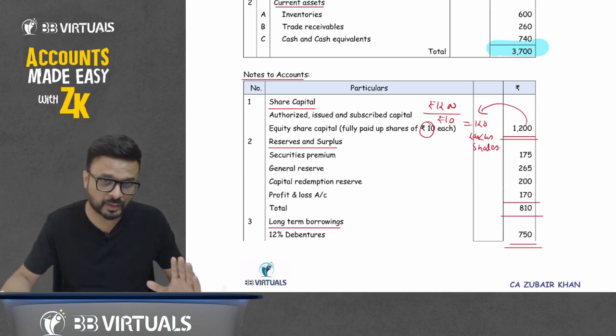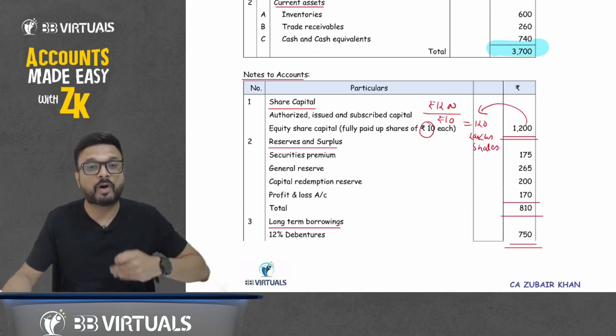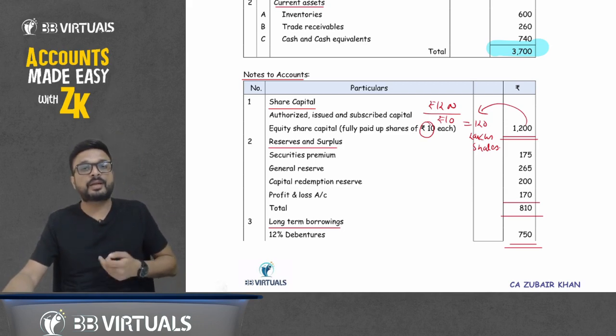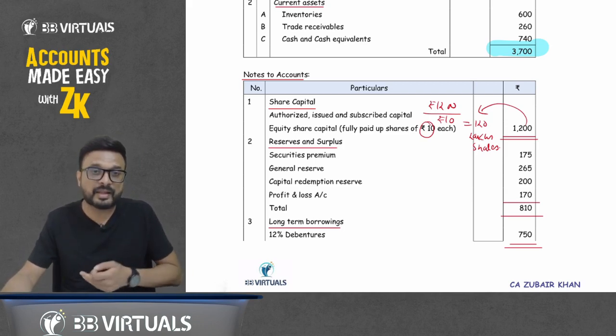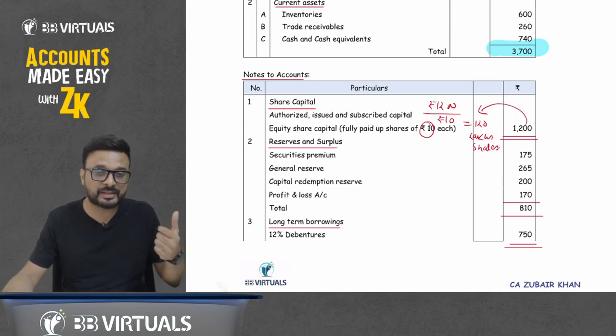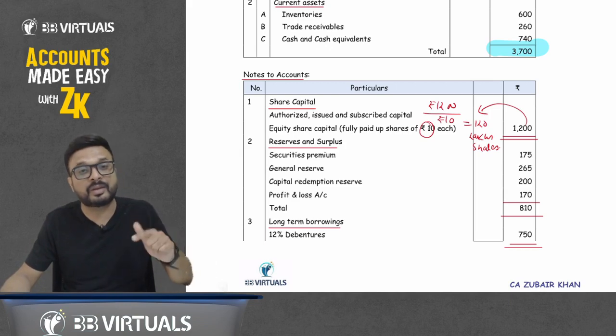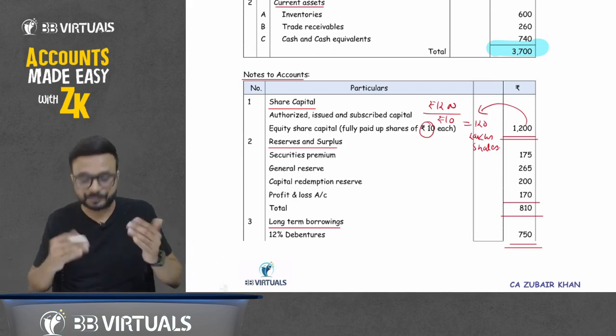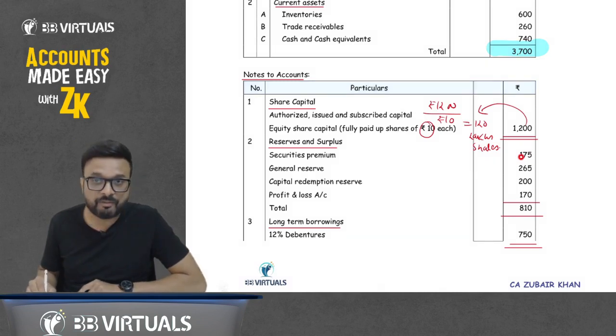You can utilize securities premium account, but I have observed that ICAI utilizes securities premium account in their solutions generally when they have no other option, that is, when they don't have enough balance in general reserve and profit and loss account. So we will do the same here. We have enough balance in general reserve, that is 265. In total we require 300, and the remaining 35 we will utilize from profit and loss account.